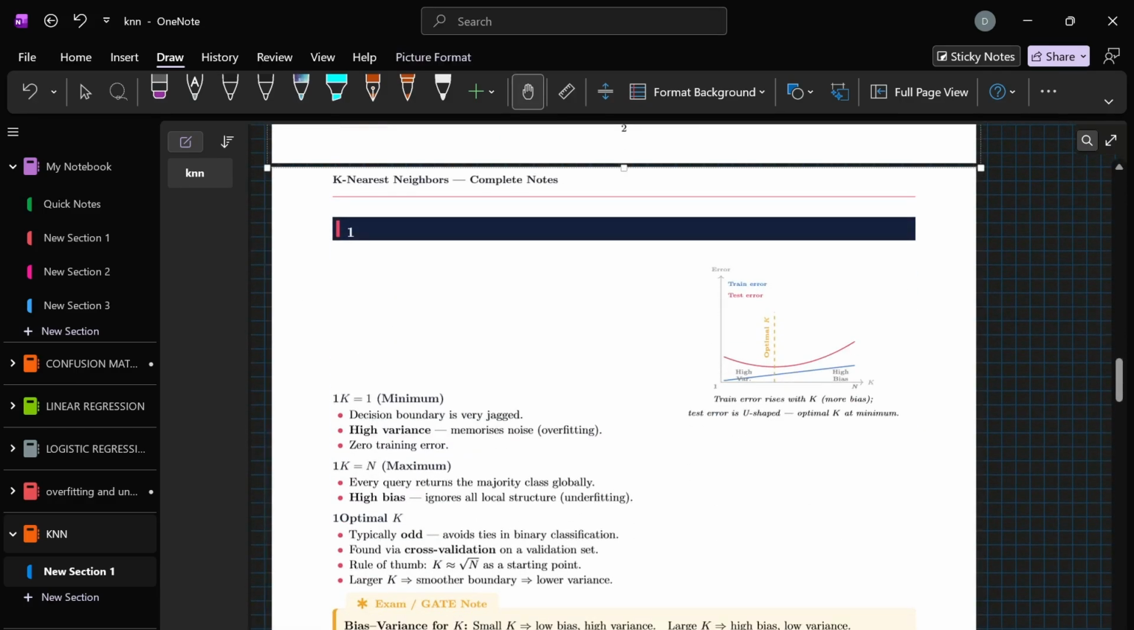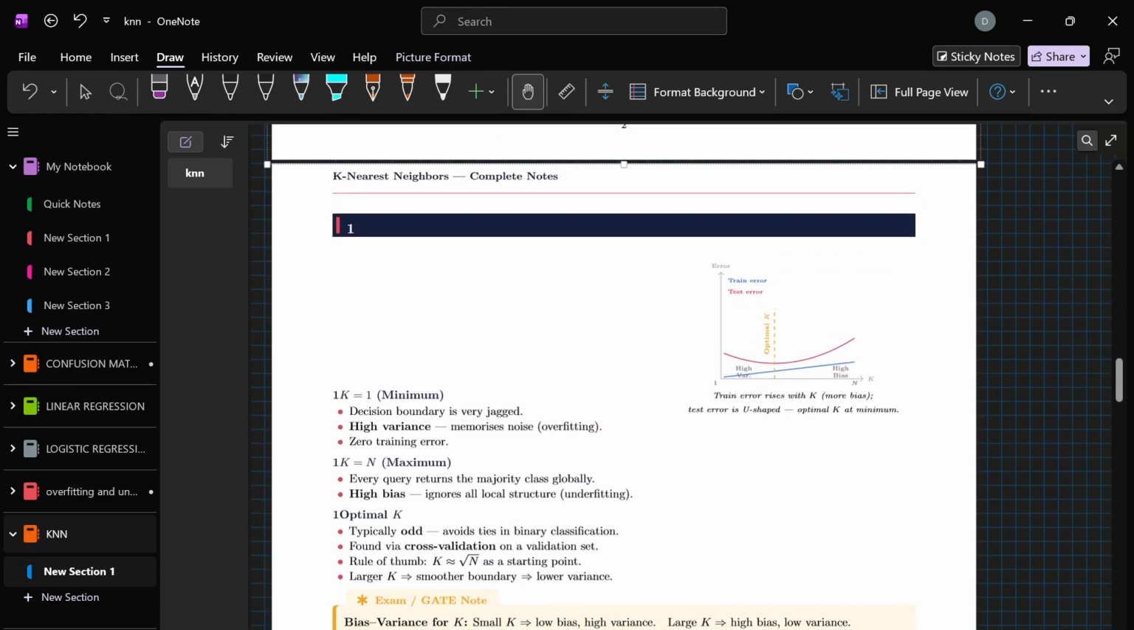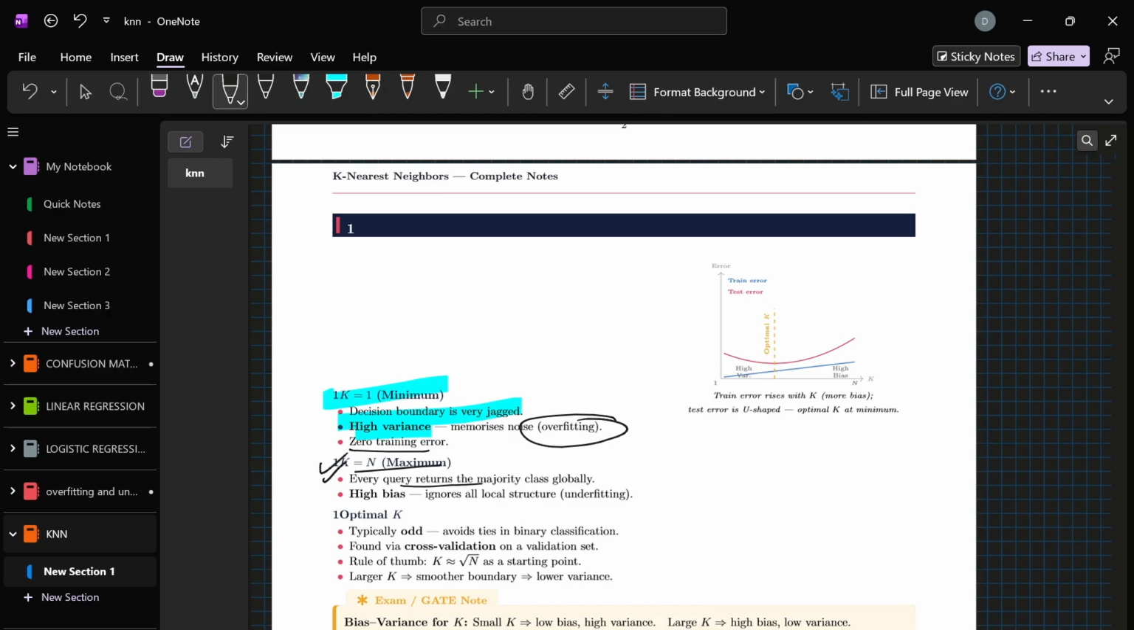Now section 3 is about choosing the most important hyperparameter in KNN, that is k. Let's think: k equals 1. You only look at a single closest neighbor, your decision boundary becomes jagged and noisy, and the model memorizes the training data, including all the noise and the outliers. This is a case of overfitting, high variance.